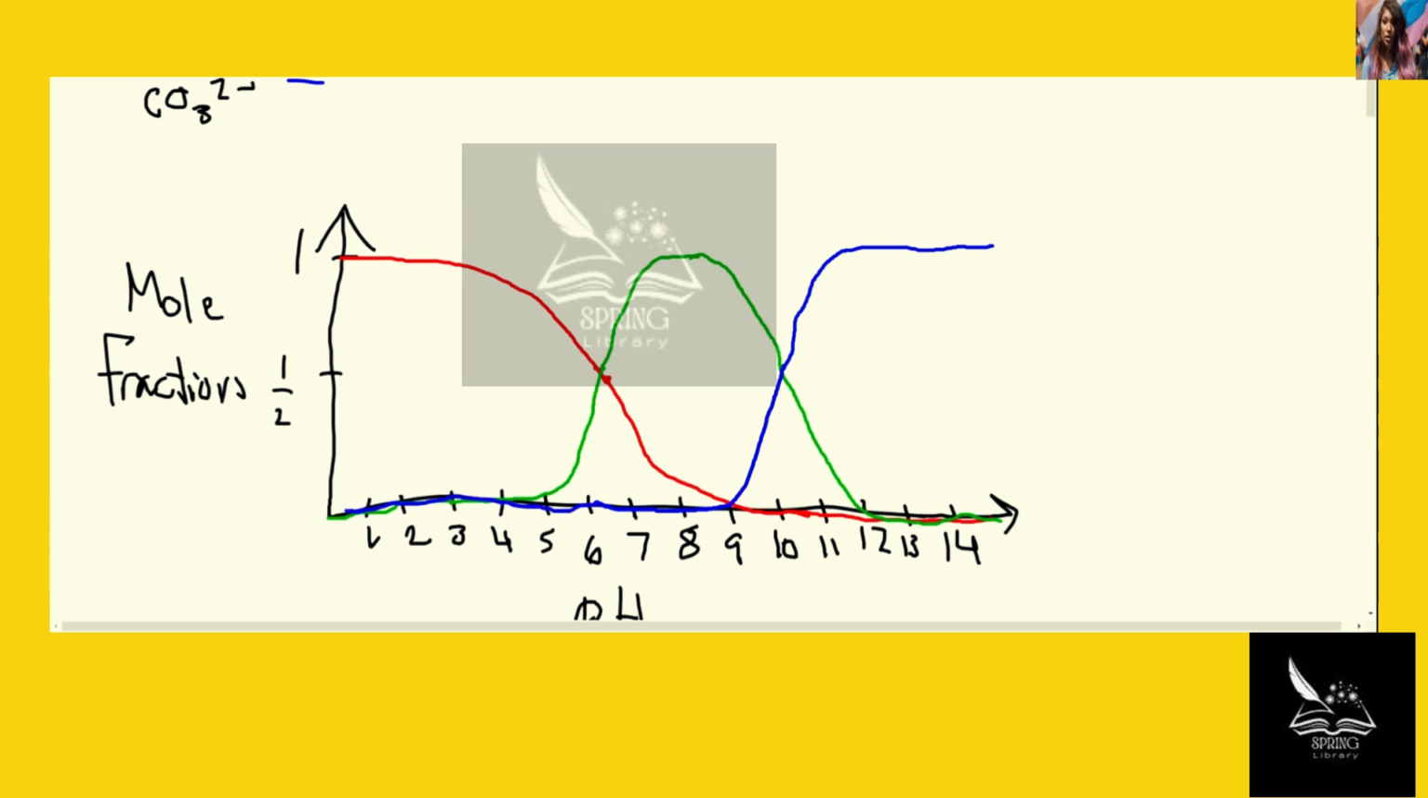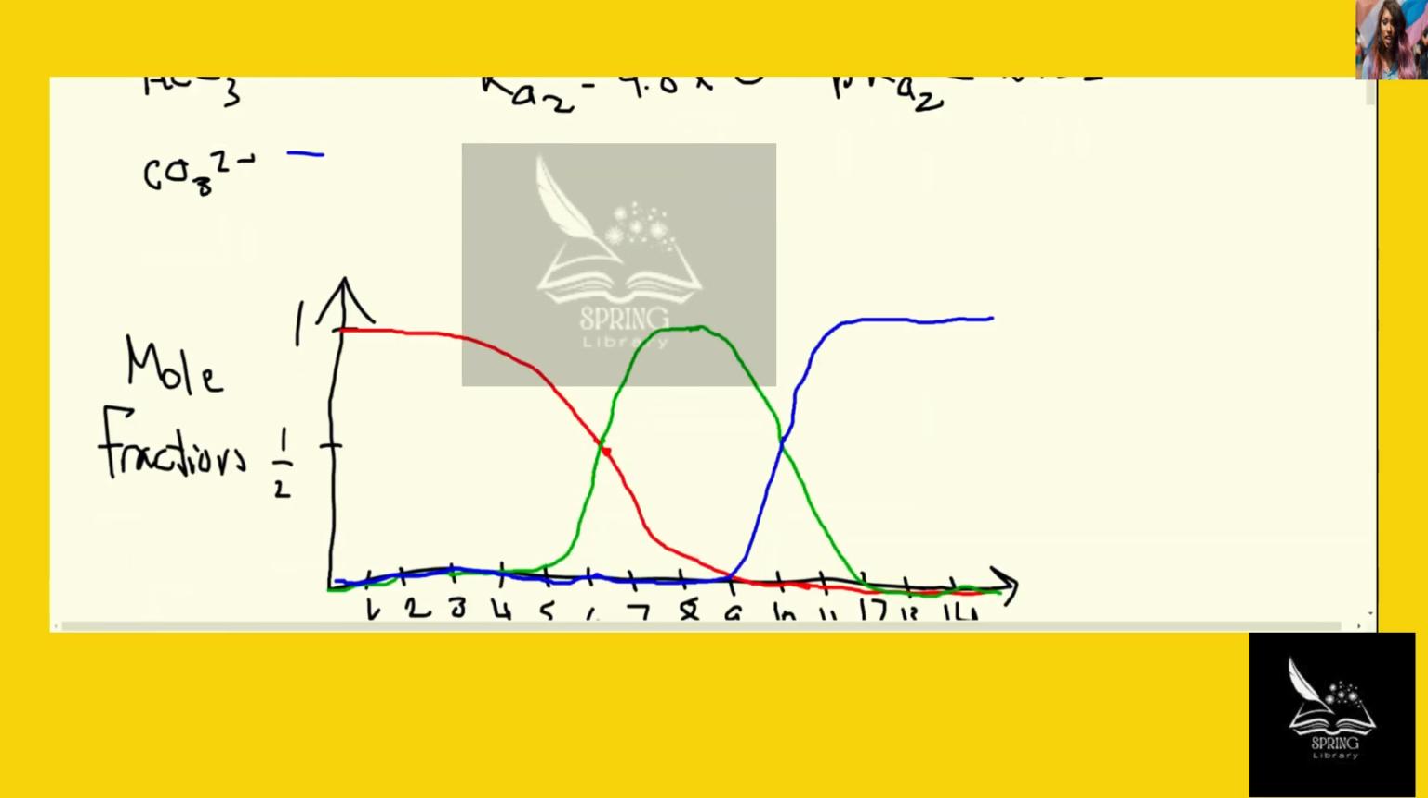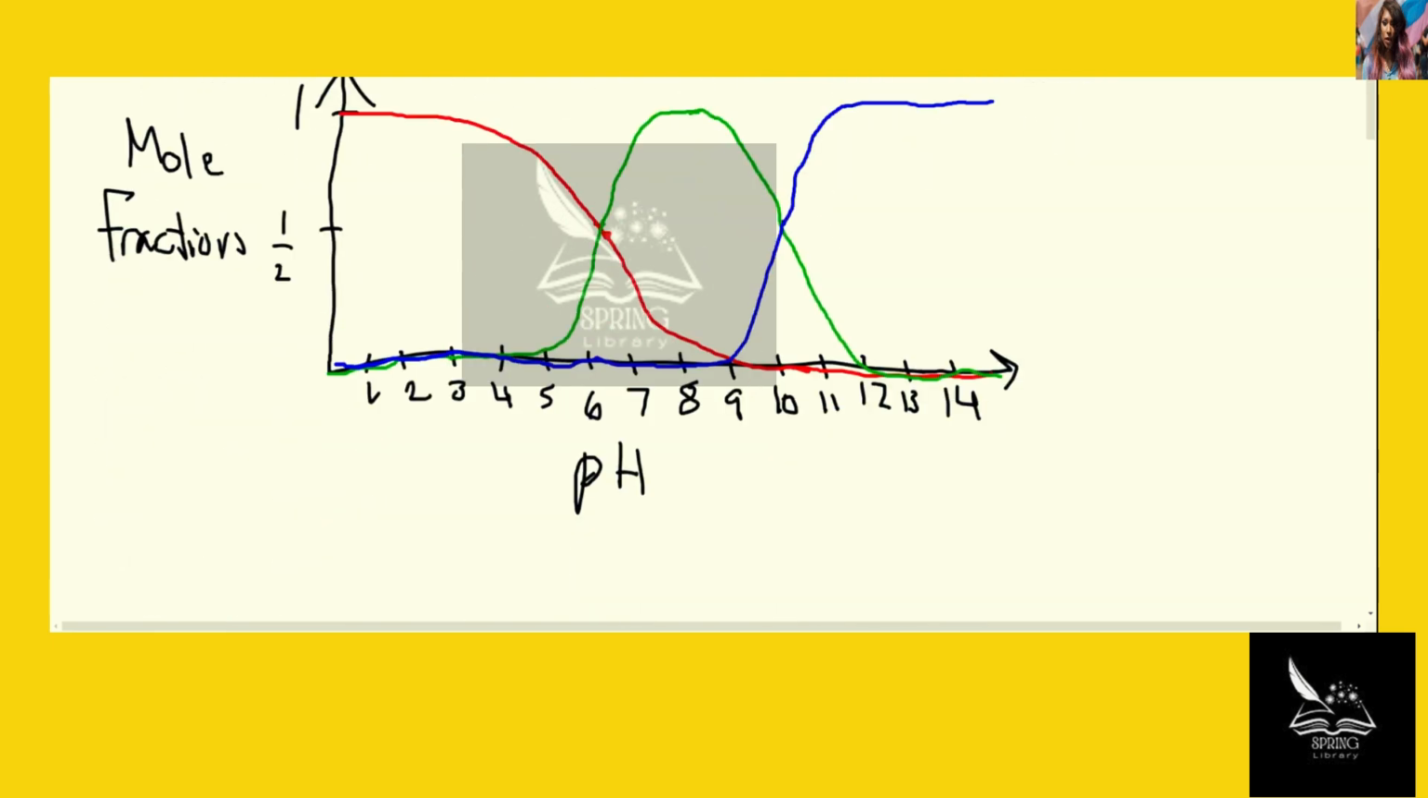So there we go. And we see that at any pH, there are only two forms of carbonic acid, bicarbonate, or carbonate that are in any appreciable concentration.